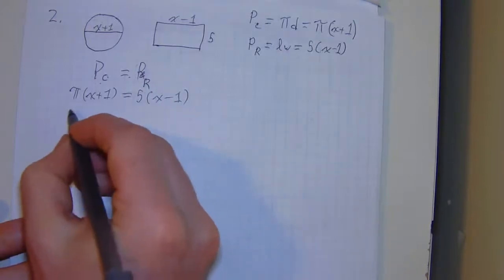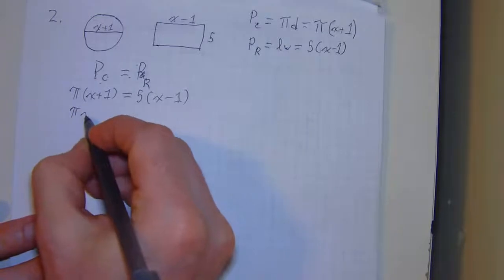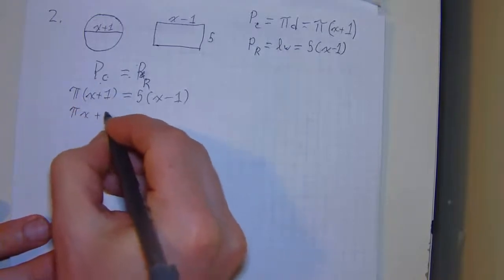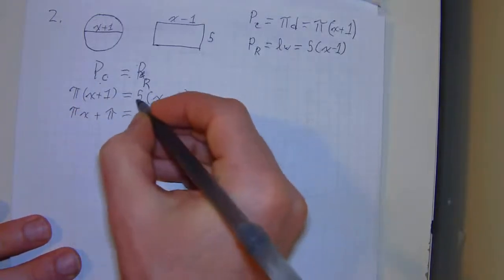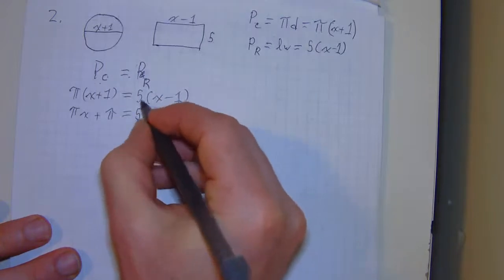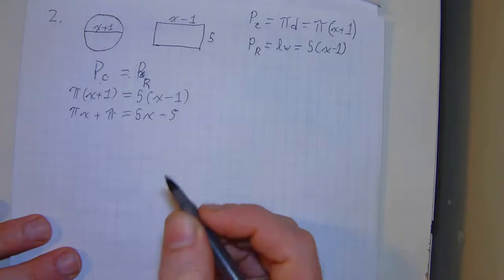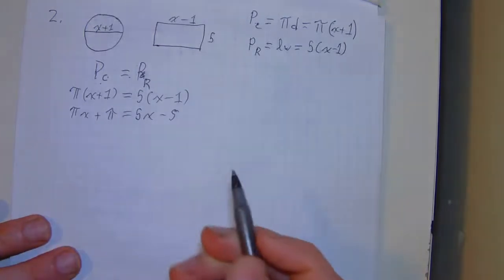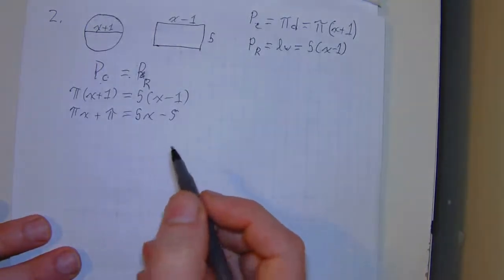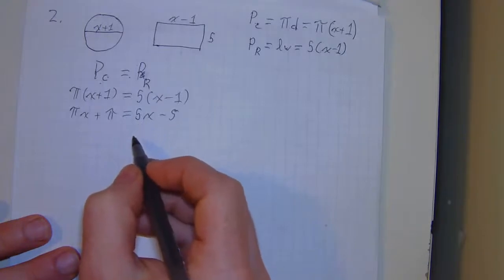So now we can do our distributivity. Pi times x, pi times 1. And over here, 5 times x, 5 times negative 1. And now we just need to solve this and find the value of x. So it's going to be a little bit of a trickier one.